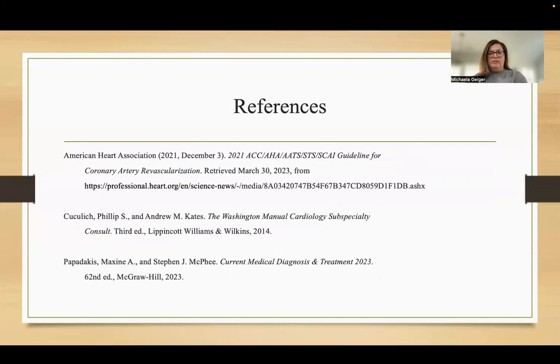And here are the references that I used for this presentation, which included the American Heart Association, the Washington Manual for Cardiology Subspecialty, and of course, Current Medical Diagnosis and Treatment 2023.